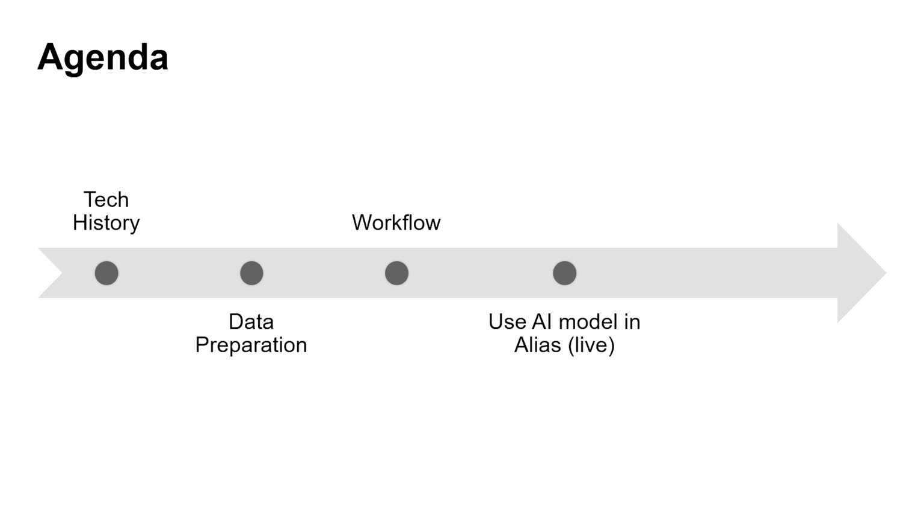For example, in Alias, what other possibilities do you have? We can show how the usage in Alias really looks. And last but not least, I'll talk about using this in combination with generative AI.